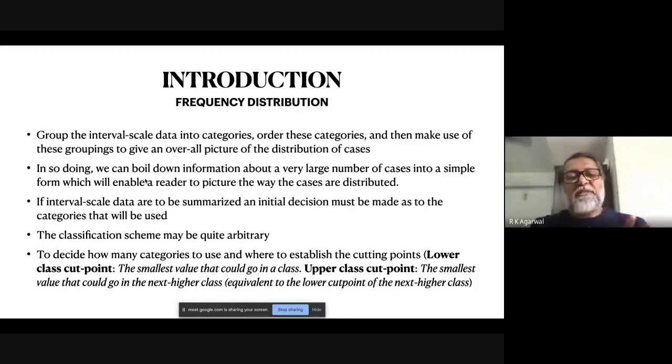Now, all these discussions may seem to you to be a little difficult to understand because we have not yet summarized this data, this information by means of a numerical example. What we will do next is we'll try and summarize it by means of a numerical example.